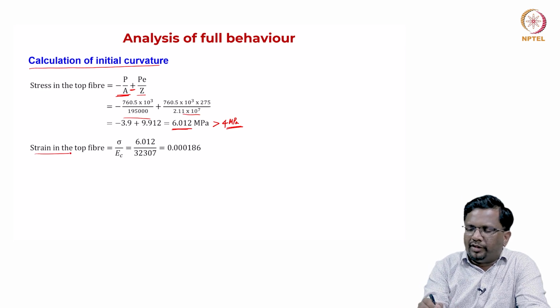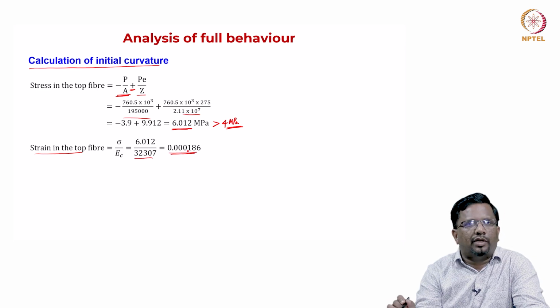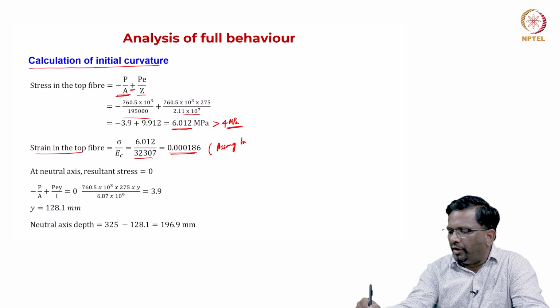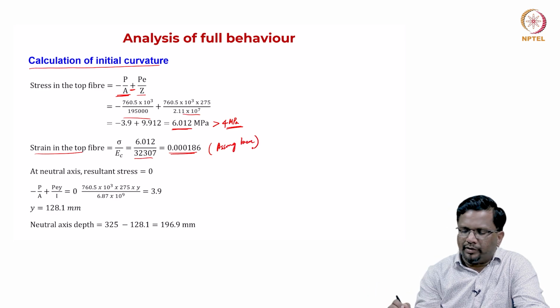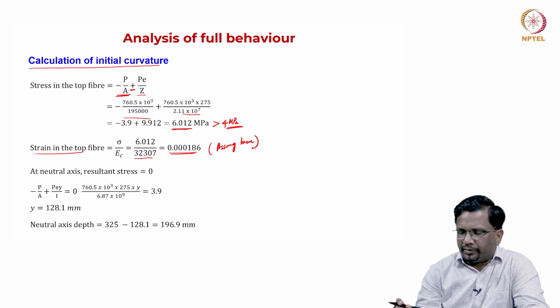Now, what is the strain in the top fiber? 6 divided by this elastic modulus, roughly, we are doing a rough calculation. So, you are going to get 0.000186. I am assuming linear, which is not exactly correct because it is slightly exceeded, but we are just doing a quick calculation.